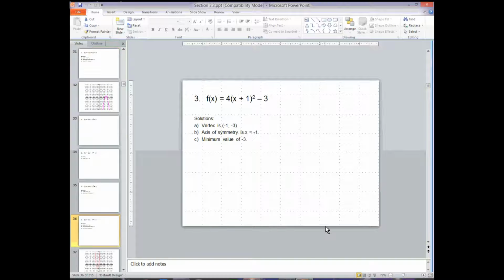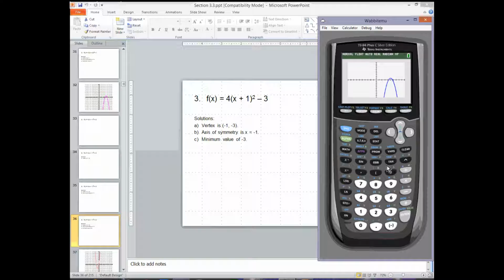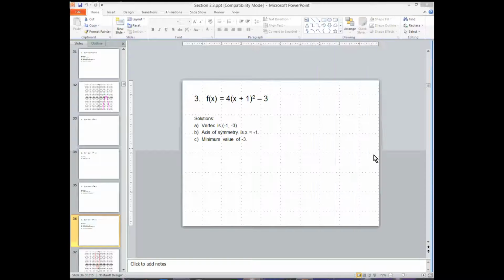And again, if we give it to the graphing calculator, just so you can see it, let me clear that one out. Do y equals. I have 4, open parenthesis, x plus 1, close parenthesis, square that, minus 3, and then just graph. Okay, so there's our parabola on that one. Let me clear that out, and let me close our graphing calculator.